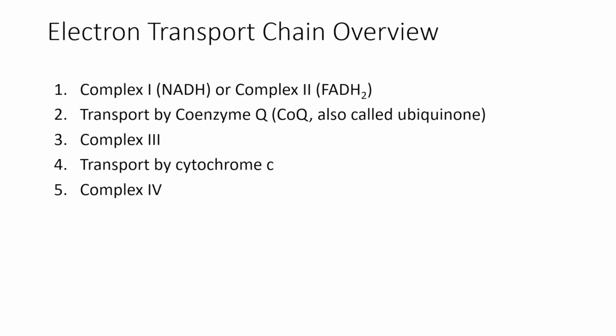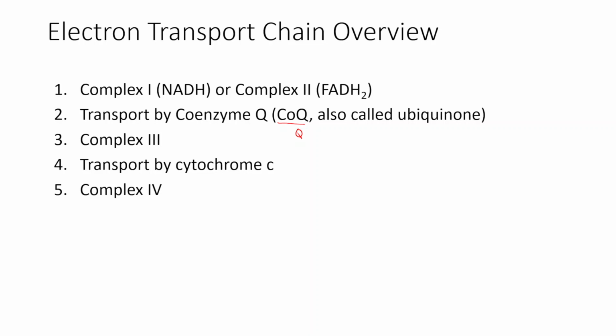Next, all of the electrons are then transported by coenzyme Q, which is also written as CoQ. Sometimes it's also just written as Q. It's also called ubiquinone. And these electrons are eventually all brought to complex 3. At this point, the electrons are then moved over to cytochrome C, where they're brought over to complex 4.